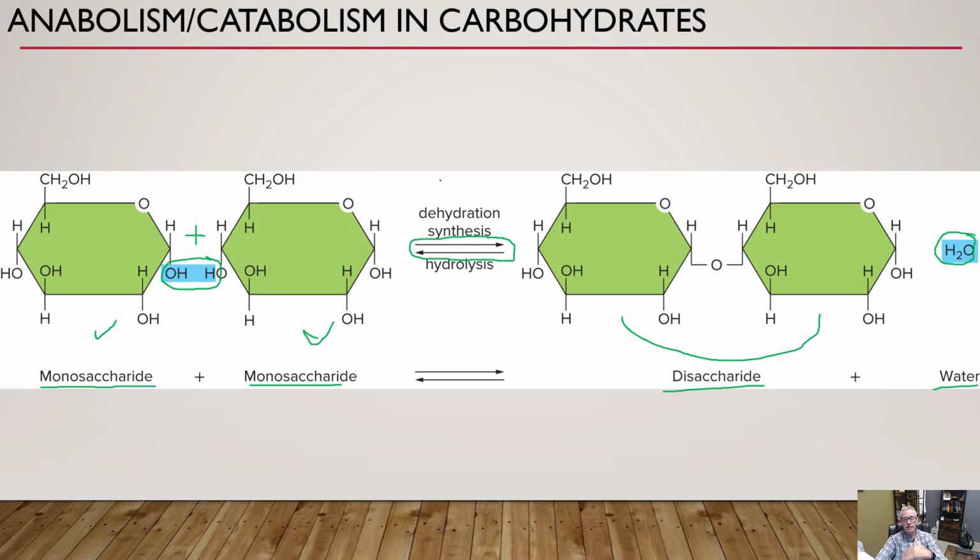And it depends on what our body needs are at the time. If our body needs more disaccharides, we're going to go this way. If our body needs more monosaccharides, we're going to go this way. If we go from left to right, we're going to do the anabolic reaction, the dehydration synthesis reaction. If we need more monosaccharides, we're going to go from right to left. We're going to do the hydrolysis reaction, the catabolic reaction. In that case, we're going to use water. We're going to put water right here, and split this molecule into two monosaccharides. So in dehydration synthesis, two monosaccharides combine to yield a disaccharide and water.